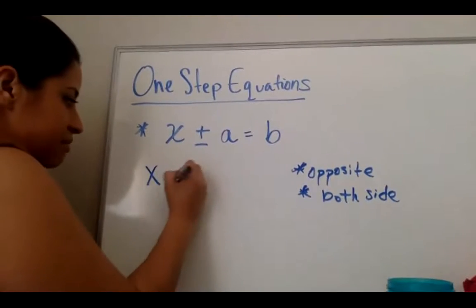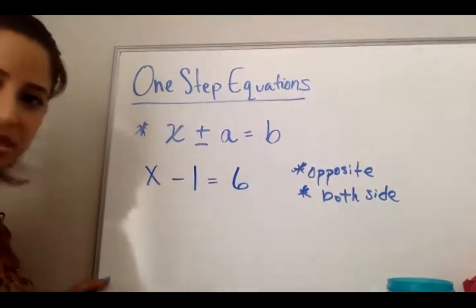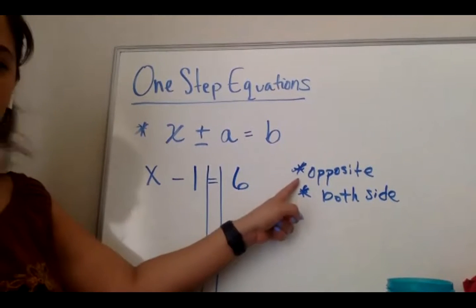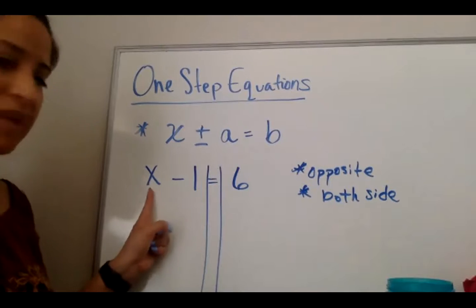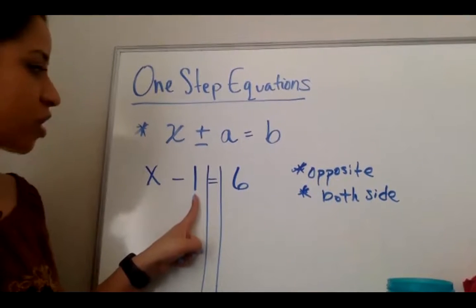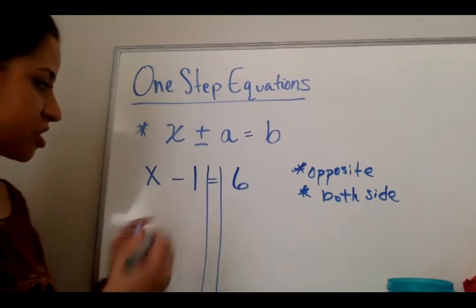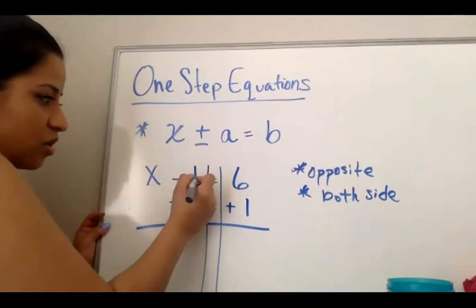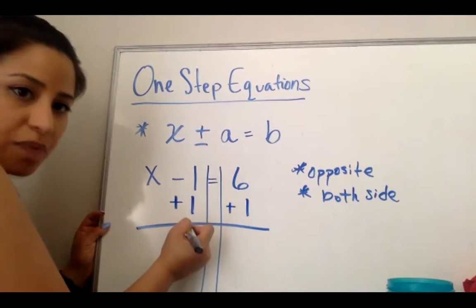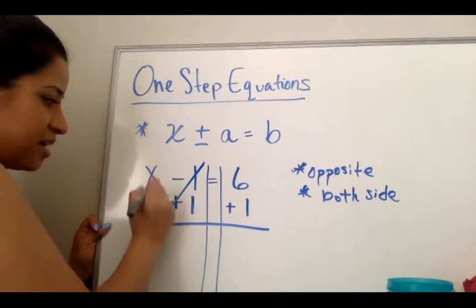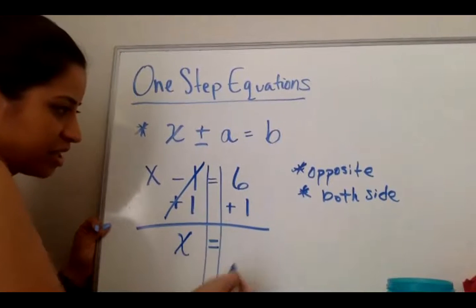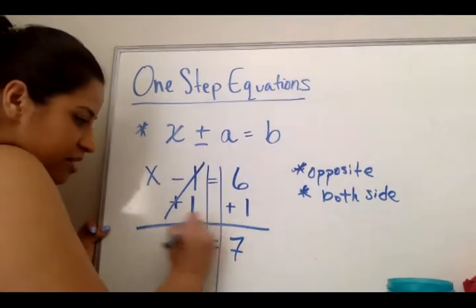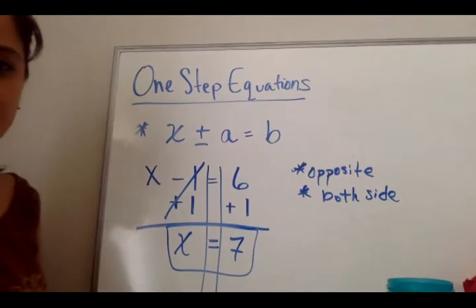Say I had x minus 1 equals 6. Put my lines of organization. I have to do the opposite of whatever they're doing to my variable. So here I have my variable, and they're subtracting 1. The opposite of subtraction is addition. So we're going to add 1 to each side. Negative 1 plus 1, those are opposites, so that's going to be 0. It goes away. Bring down your x, bring down your equal sign. 6 plus 1 is 7. So your answer is 7. x equals 7.